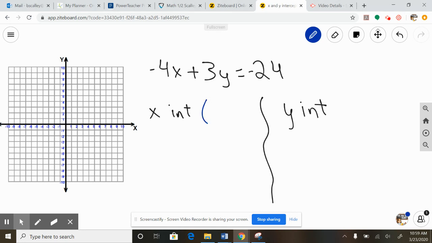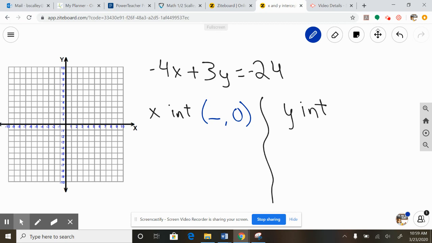To find my x-intercept, I plug 0 in for y. Remember, on the x-axis, everything is something, 0. 1, 0, 2, 0, 3, 0, 4, 0, and so on. So I'm trying to figure out what is the x-coordinate when the y-coordinate is 0.